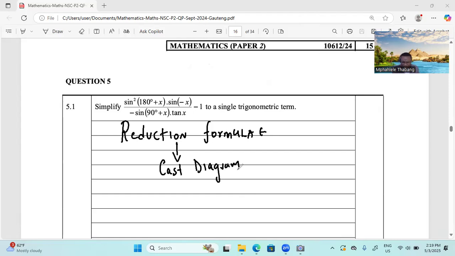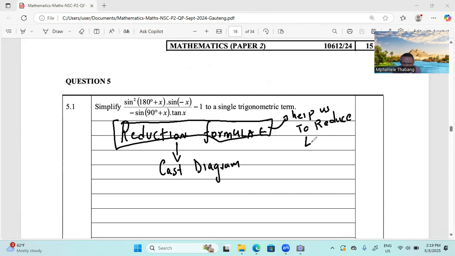So what is this reduction formula? Because I'm saying this is the skill that you need. The reduction formula helps us to reduce the angles. Most of the time in trigonometry, we want to work with angles which are below 90 degrees. Let me give you an example.